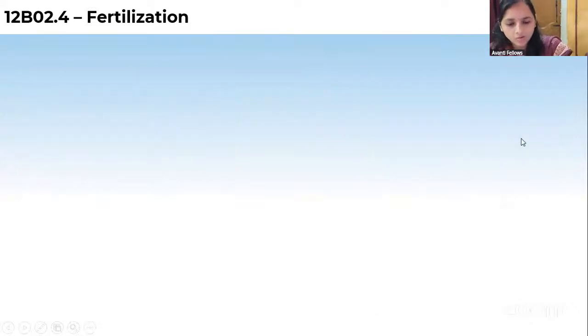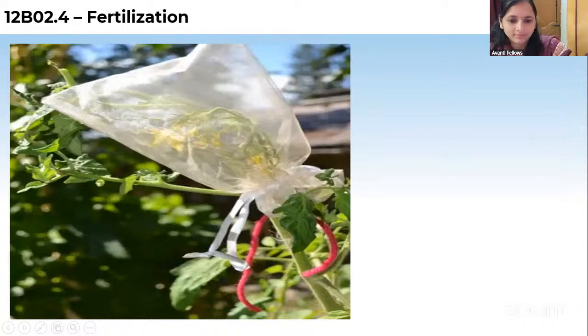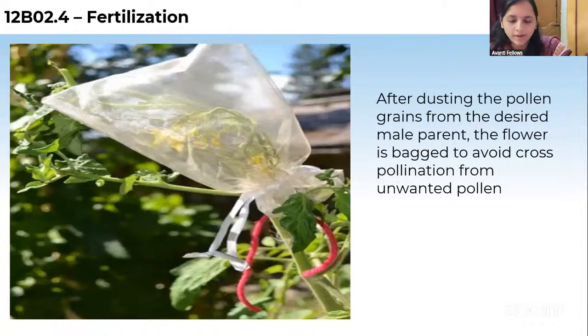Now we are going to do the bagging. After dusting the pollen grain, we will do the rebagging or the bagging to avoid contamination. This is about artificial hybridization, guys. This is completed. We explained both the unisexual flower and also the bisexual flower.